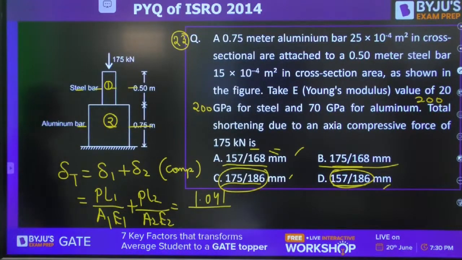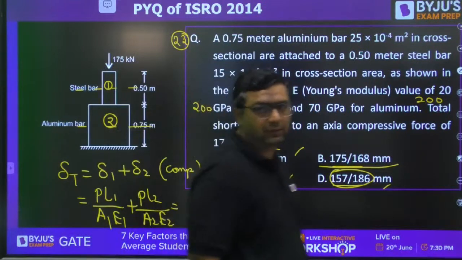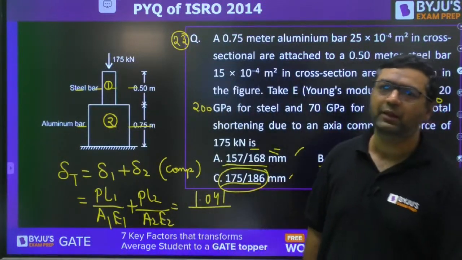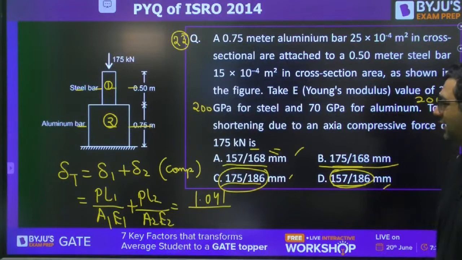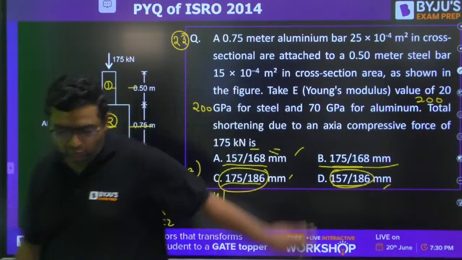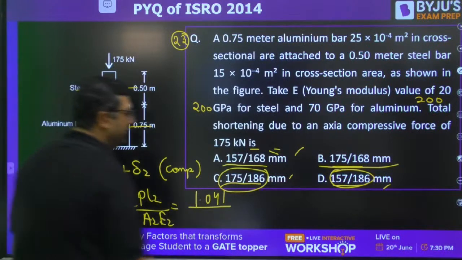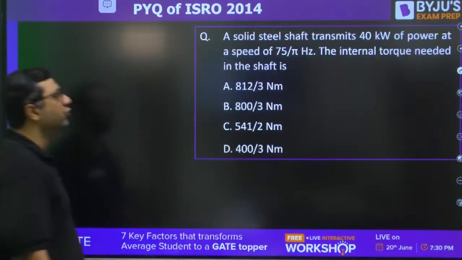Everybody got it? So guys, don't worry. After me, thermal questions will be coming. They are easier than strength of material. Okay, so don't worry. My questions are about to complete now. Answer will be B for this, 175/168. Moving to the next question.